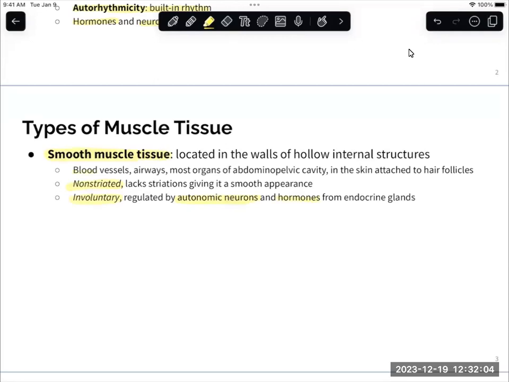We find these in our blood vessels, airways, most organs, digestive, reproductive, urinary system. We're also going to find it in our skin that is attached to those hair follicles. That is what gives you that goosebumps when you're cold.